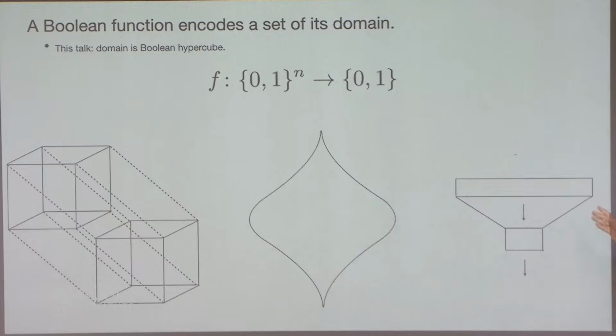And then finally, this picture is just meant to represent a Boolean function as a computational device. The input is going to be written here, and you'll read the input in a particular way, and then that will output the bit 0 or 1. So these pictures will come up.